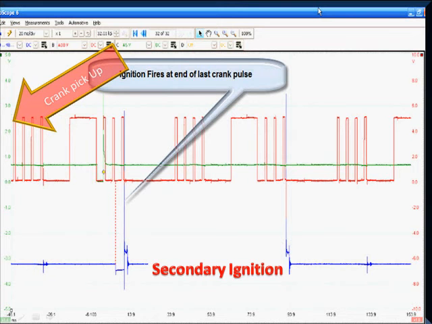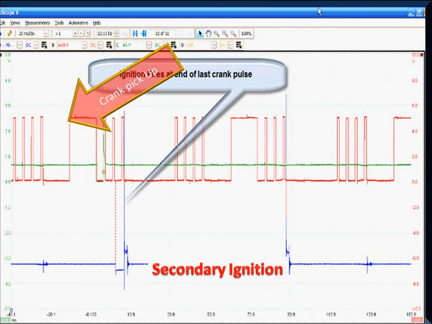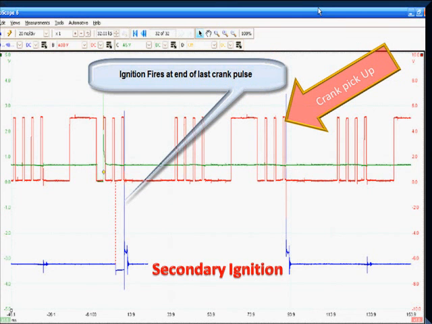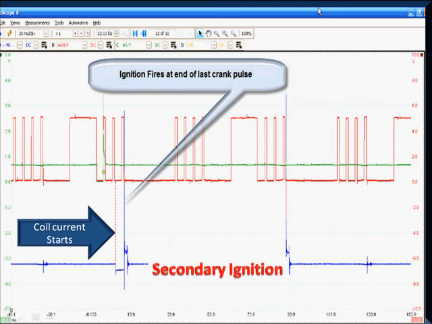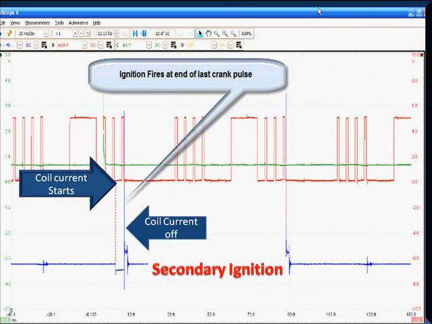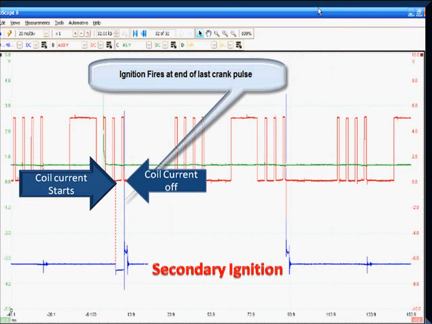If you think these 2 are a coincidence, take a look at this Chrysler. Here's our crank pickup. It's got a long pulse and 3 narrow ones, and then 4 short ones, and a long pulse and 3 narrow ones. But I'll show you something about how that's working. There's something special going on here. Let's look at where coil current starts. It lines up with that edge of the pulse, and coil off lines up with this edge of a pulse.